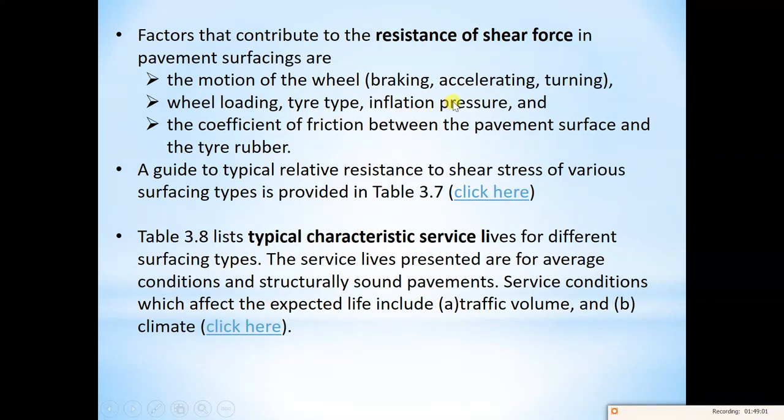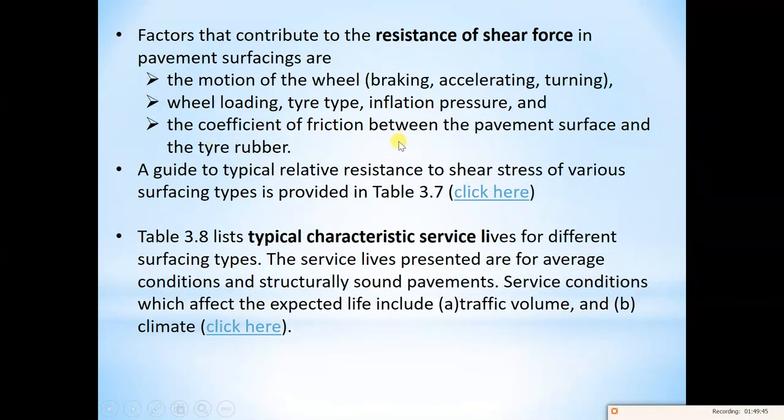Okay, inflation pressure. The tire pressure, is it very high or very low? So the high pressure, I think it will cause more damage. When the tire is very fully inflated, it has a smaller area. The tire which is not very fully inflated has a bigger area, because it will cover a bigger area. So if you have higher tire pressure, then actually it causes more damage.